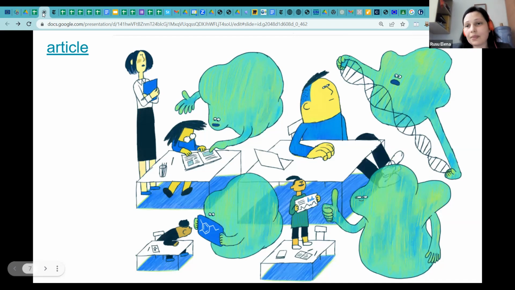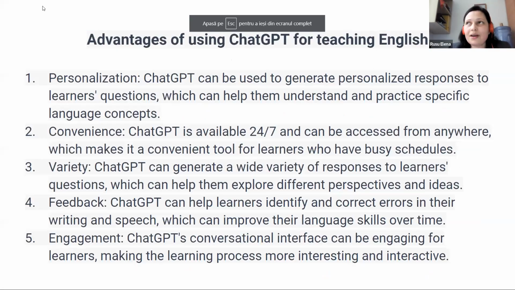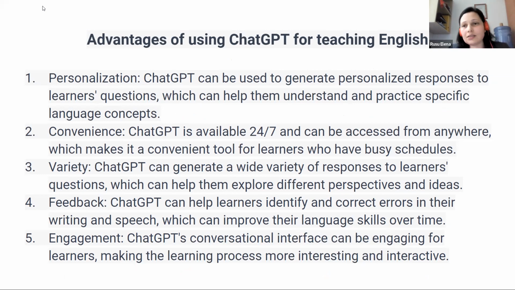This is why we have to look not only for the possibility to ban it, because the future is not only to ban something that would help us to develop, but to look for the possibility to use it.